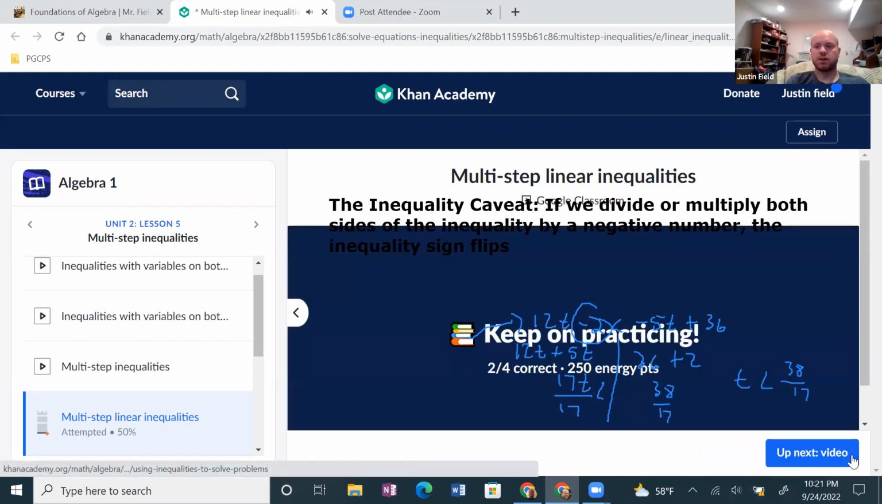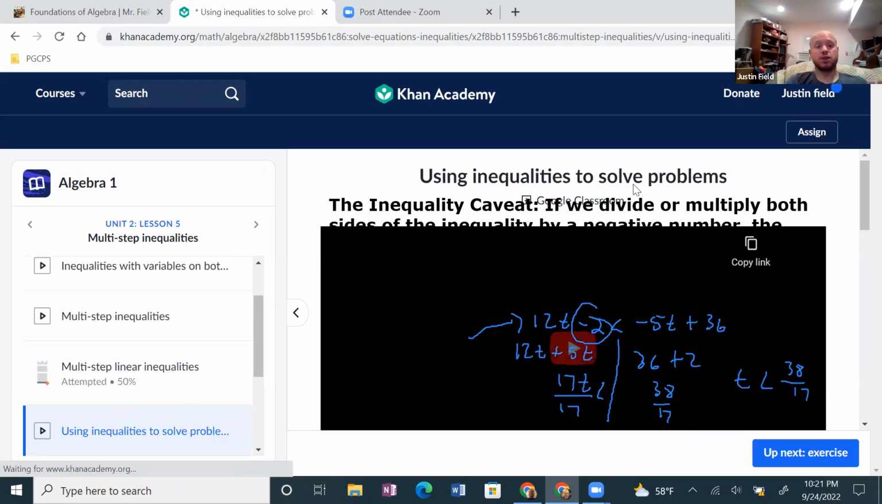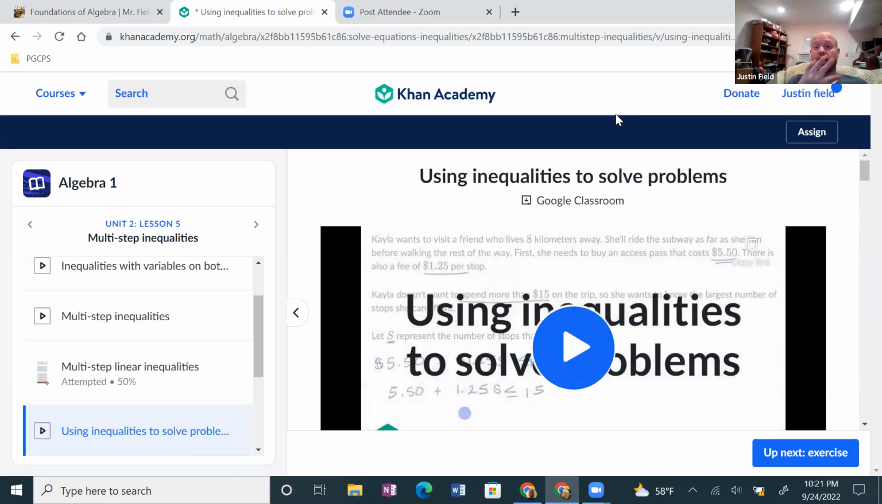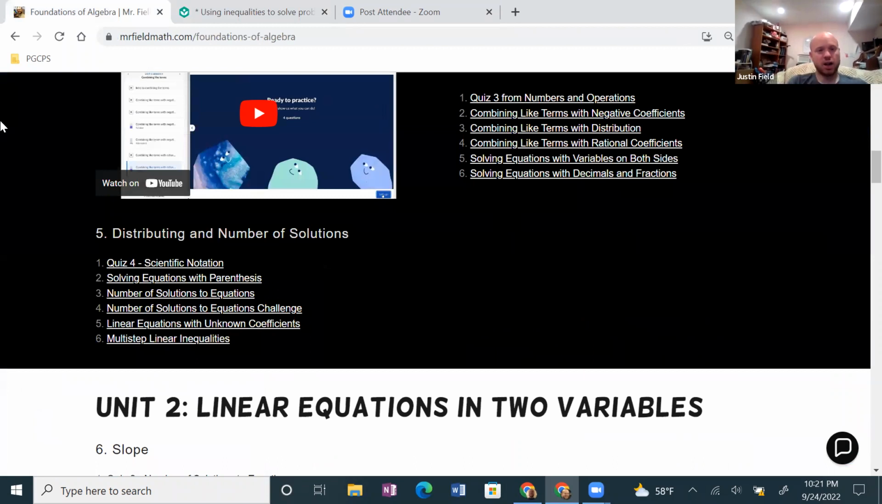All right, let's see if we can do one more. Oh, wow. All right, well, hey, just know that if you get to one where you have to flip the sign, you can make sure you post it in the organizer. But look at that. I did all of it.